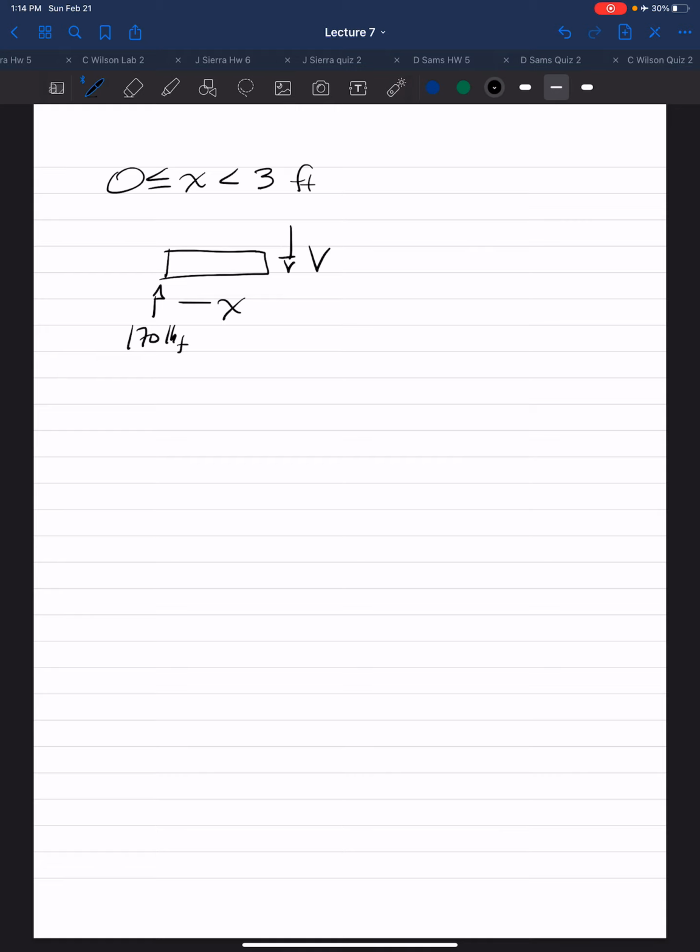Taking into account our V and our moment, M. So sum of our forces in the y direction, you have your 170 minus your V equals 0. So V is 170-pound force.